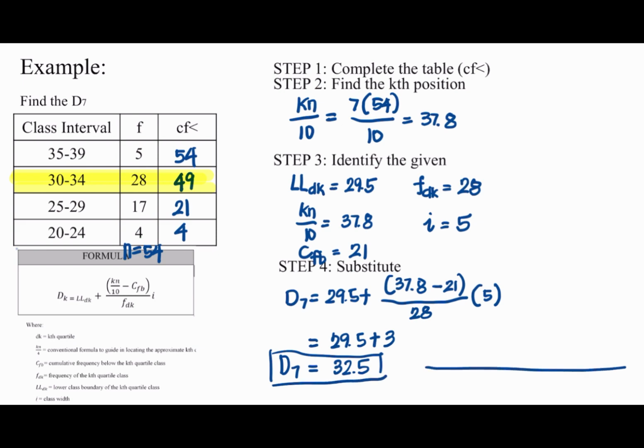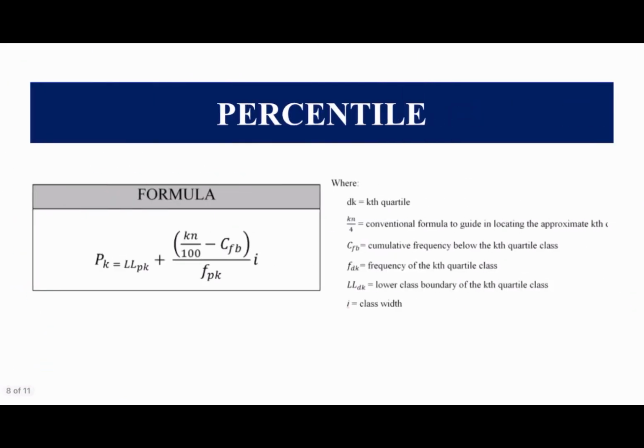If you're going to interpret it, and hypothetically these are the set of scores, D sub 7 is somewhere here. And in that case, the lower percentage would be 70% and the upper is 30%. So if your score is greater than 32.5, then you belong to the upper 30% of the class. But if your score is less than or equal to 32.5, then you belong to the lower 70% of the class.